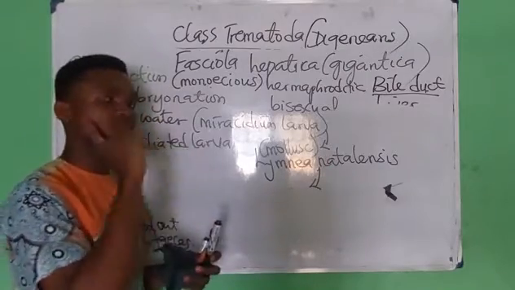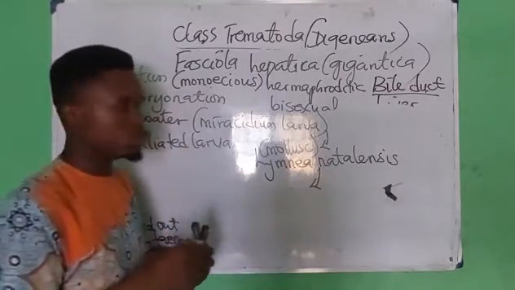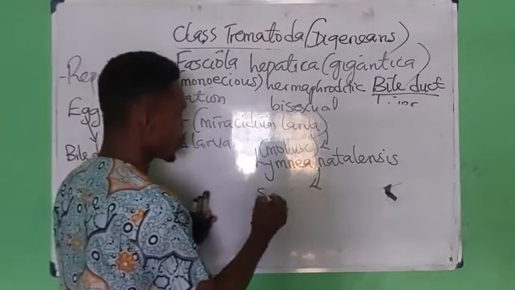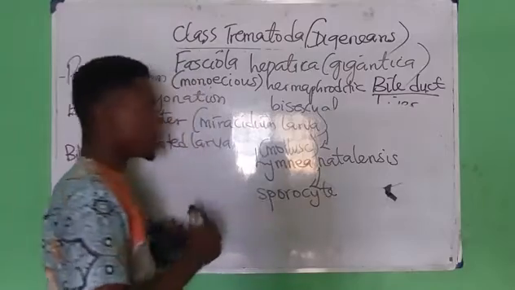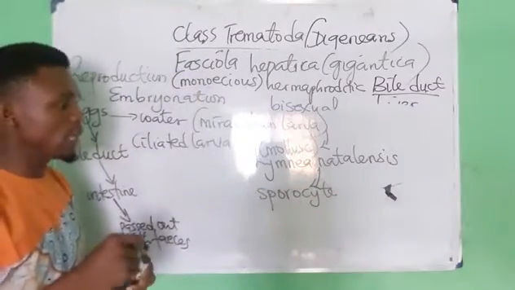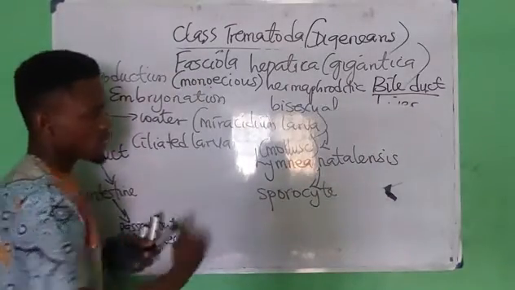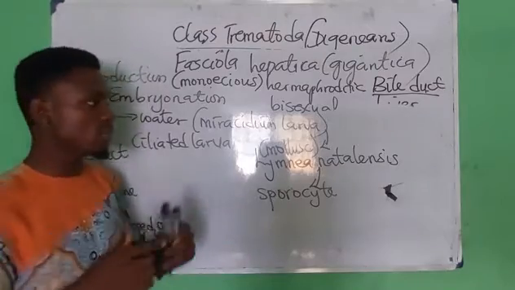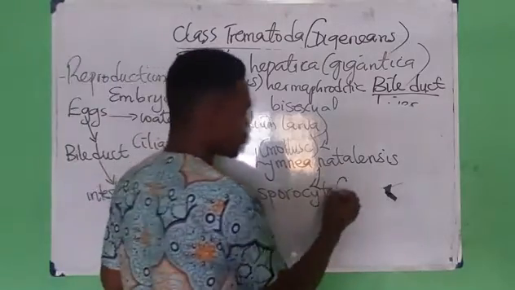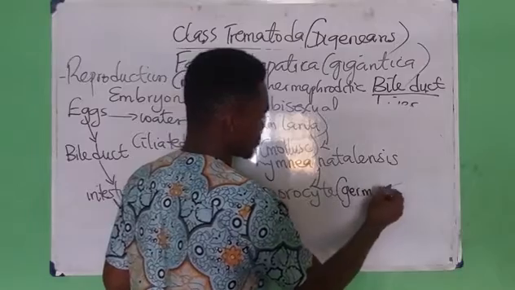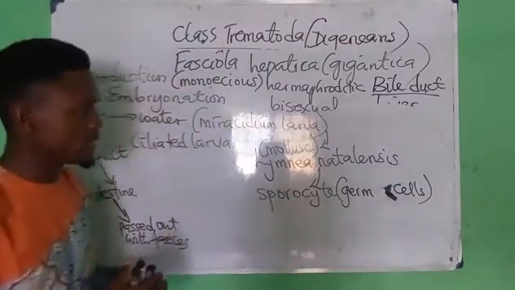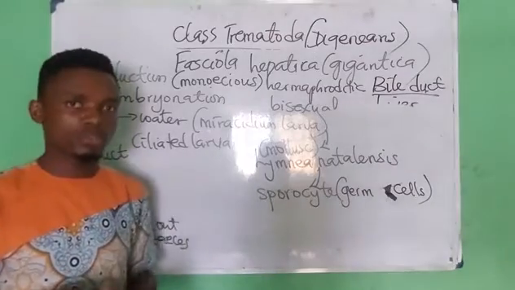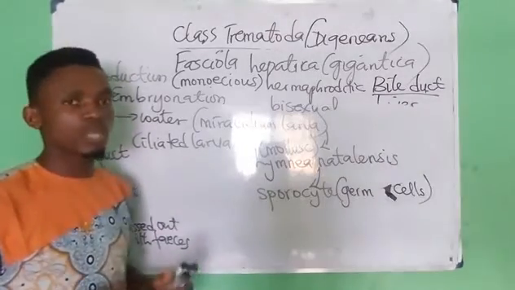Each miracidium develops into what is called a sporocyst. Each miracidium develops into what? Sporocyst. A sporocyst is actually a structure that is made of what? Germ cells. This structure is made up of what? Germ cells. After about 2 to 3 weeks, what happens?